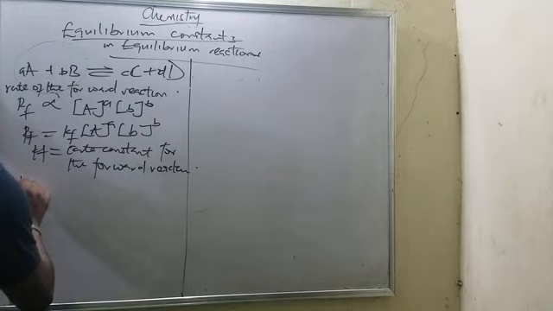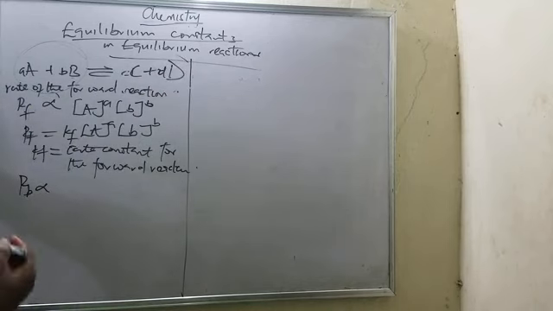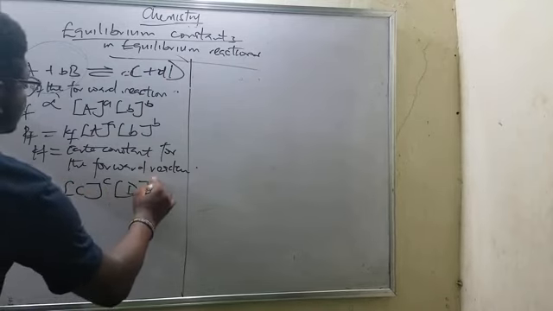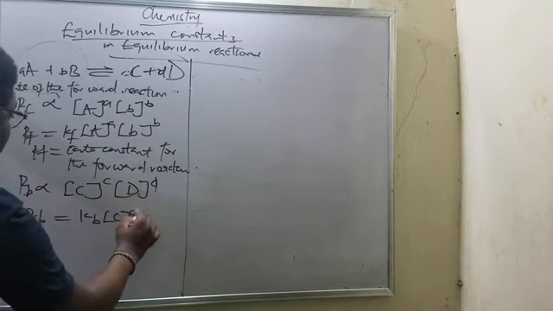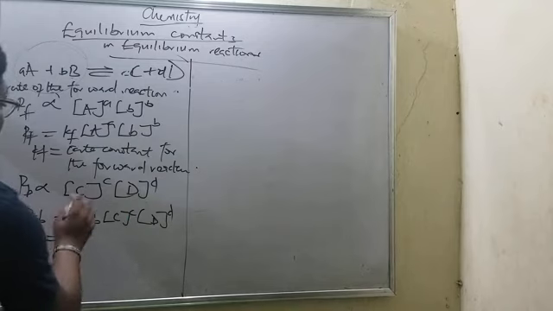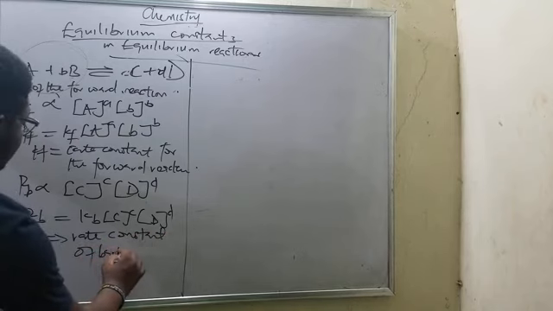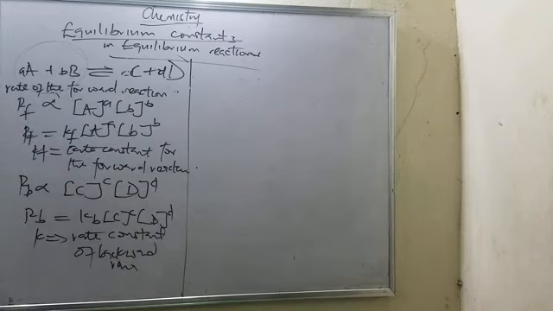For the backward reaction, the rate of the backward reaction will be this way, where this becomes our reactant, because it is a reversible equation. So we have this as proportional to the active masses. Then to remove the proportionality, we have Rb equals Kb times the concentrations all over again, where Kb is the rate constant of the backward reaction.